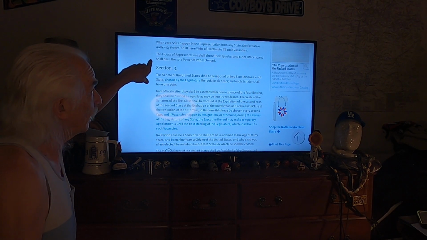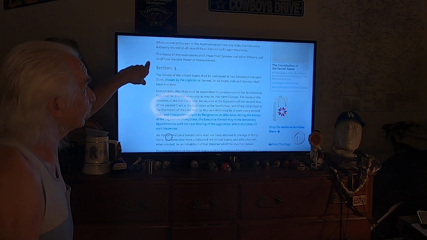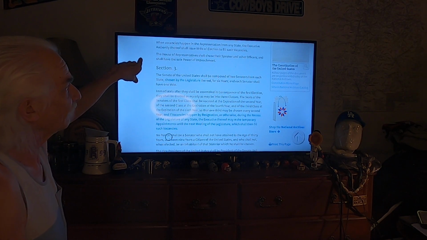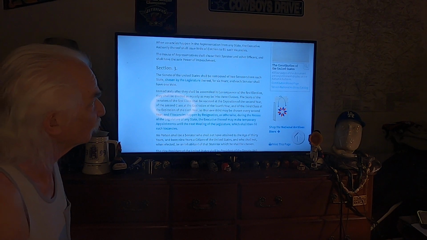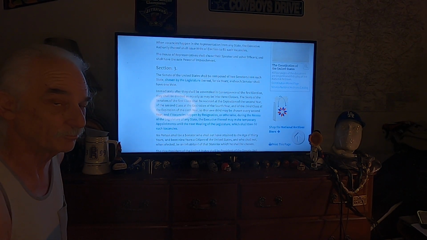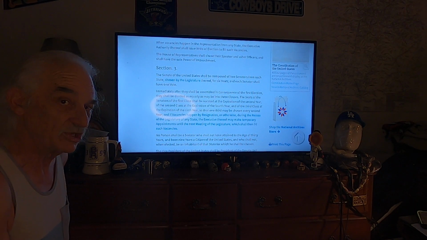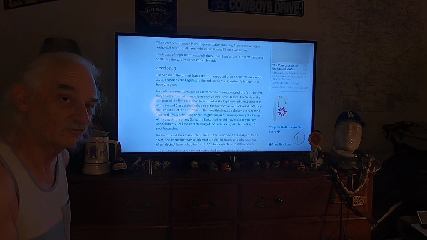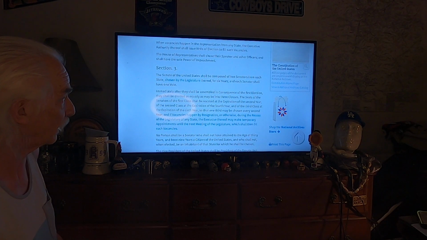The last part of this is kind of important. It reads in the last line of Section 2, Article 1, the House of Representatives shall choose their Speaker and other officers, and shall have the sole power of impeachment. Remember, impeachment is simply accusing an official of a crime in office, which can lead to their trial and perhaps conviction and punishment. All right?